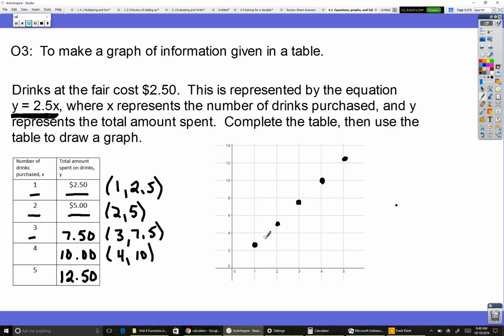So this is what's called discrete data. There are 2 types of data, discrete and continuous. Discrete data is stuff where we can't have the in-between values. You can't buy half of a drink. You can only buy whole numbers, so we don't connect the dots in cases like that. Okay, any questions about this? Okay, let's look at the next example.